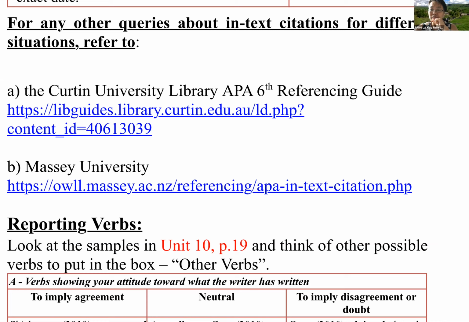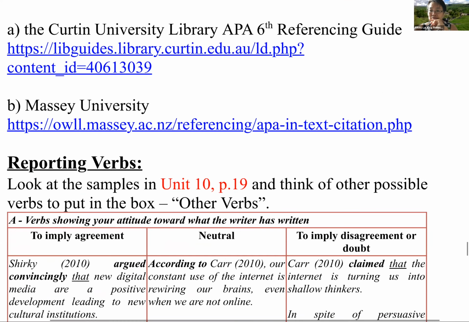One is Curtin University, one is from Massey University. The second one, Massey University, you have seen already for compiling APA references. All right, so check it out again.